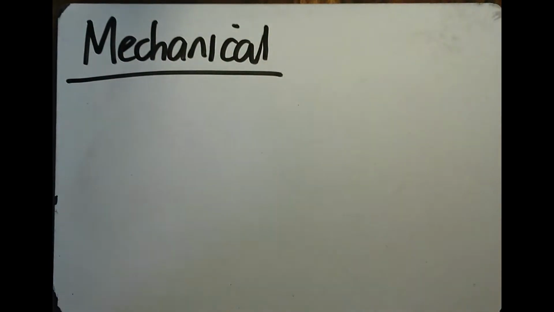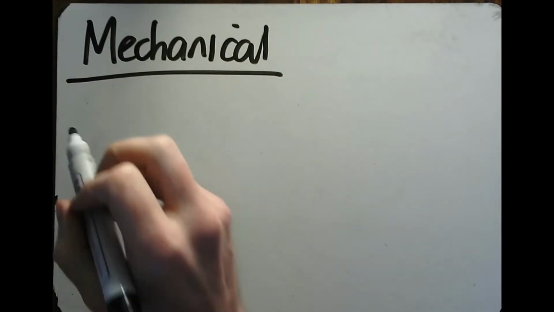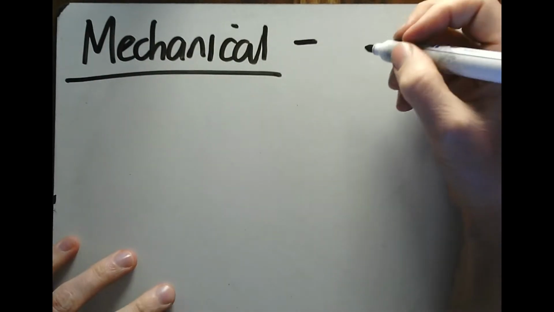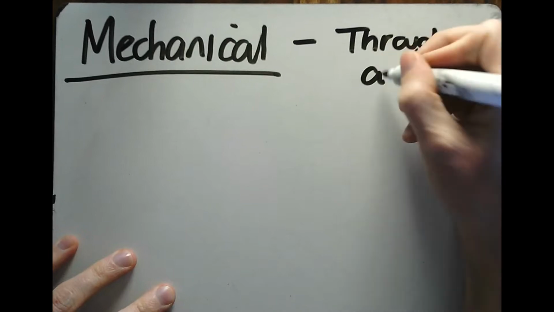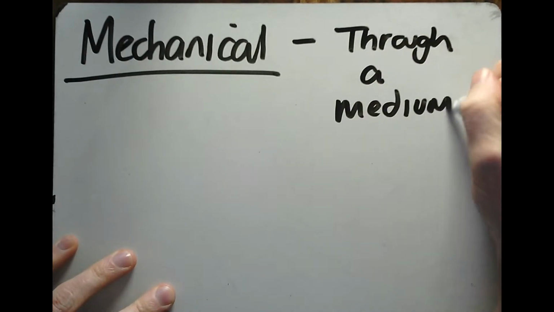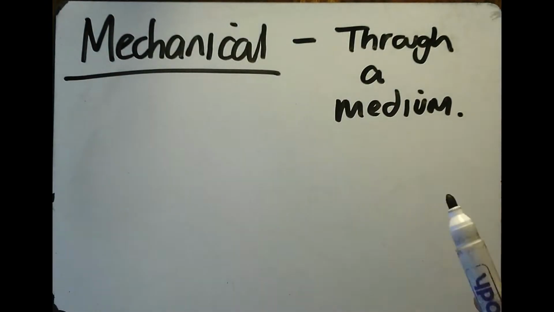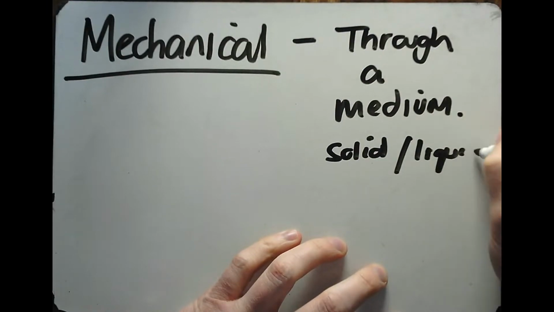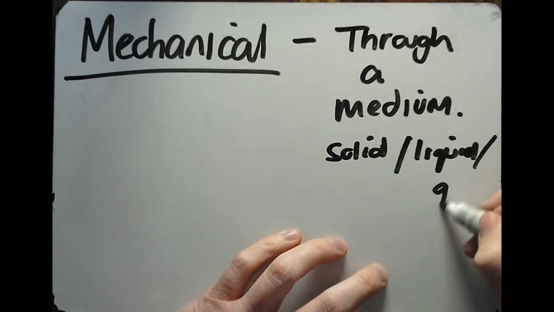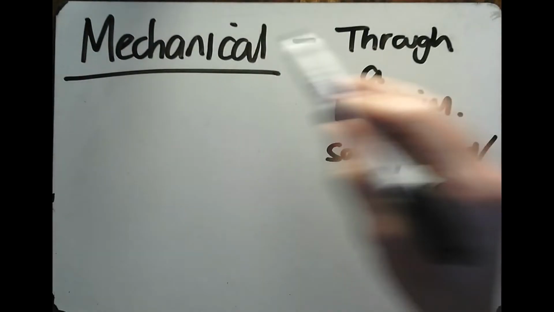Let's have a look at the two types of waves. So type 1 is mechanical. So mechanical is a type of wave. Now in a mechanical wave, something has to travel through a substance. So we call this a medium. So right through a medium. A medium is just an area of particles. It could be a solid, it could be a liquid, or it could be a gas. So it's just transferring through a solid, liquid, or gas.